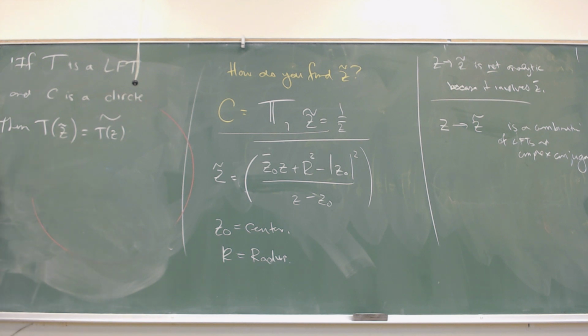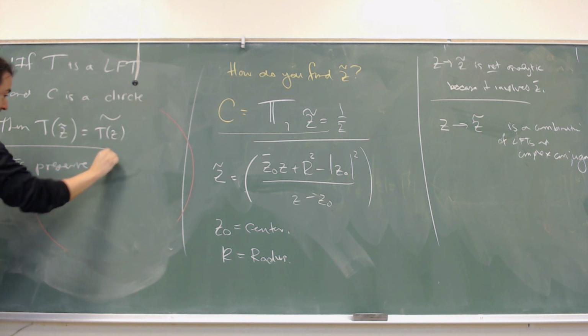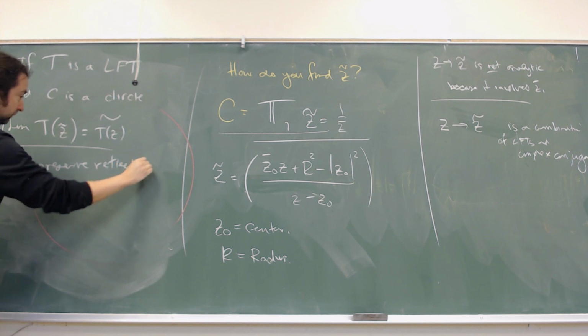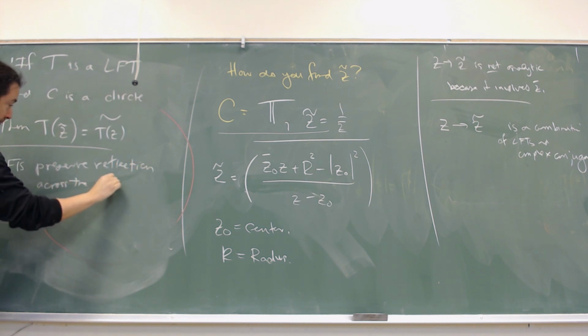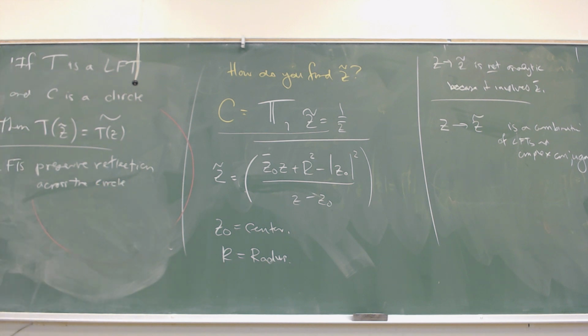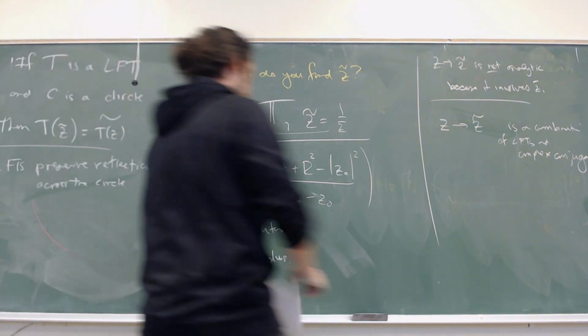So the word version of this is LFTs preserve reflection across the circle. Which is nice. It means that you can reflect and then continue to transform the domain, and it's recoverable when you're finished doing that. Okay, so here's the big proposition about these guys.